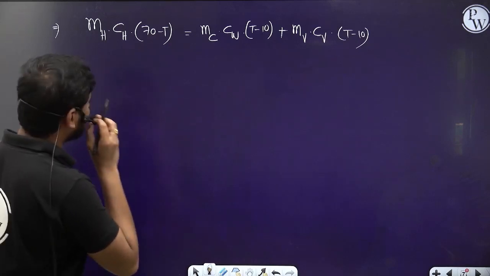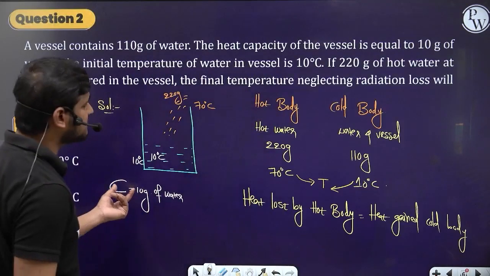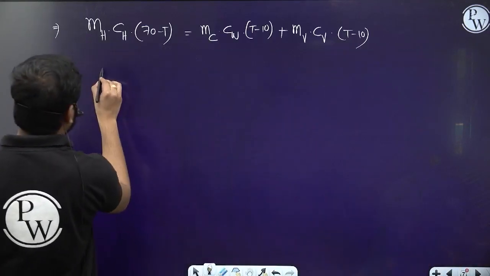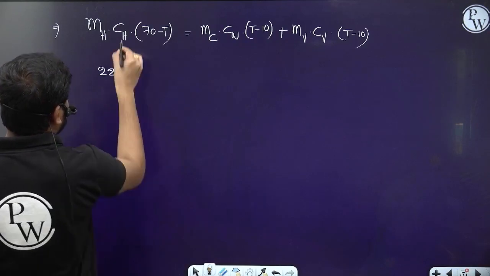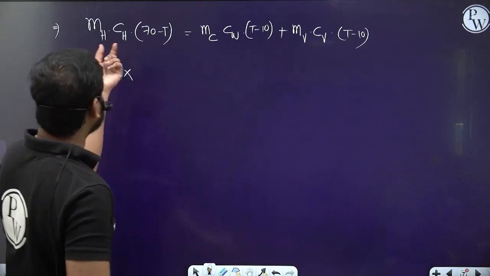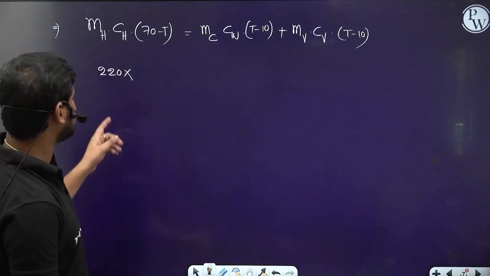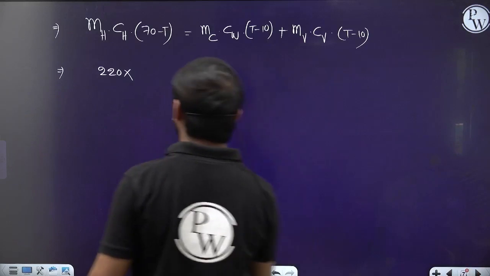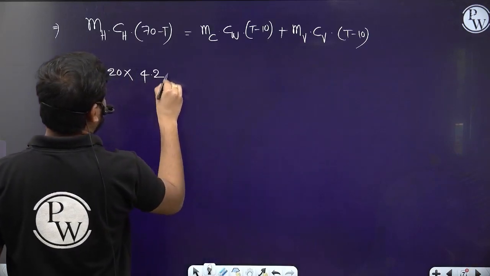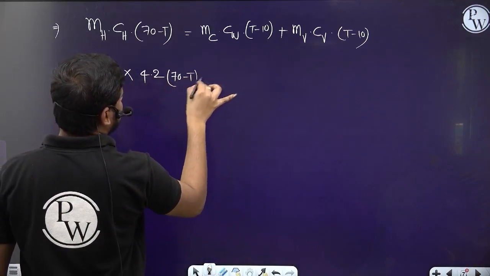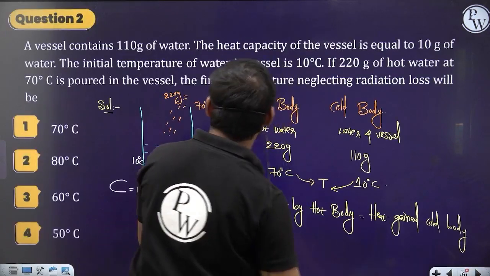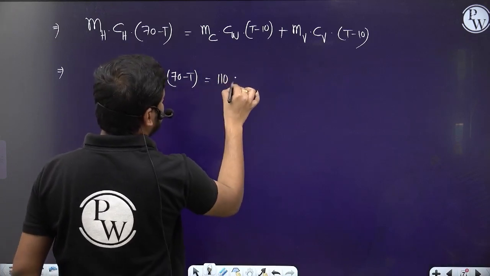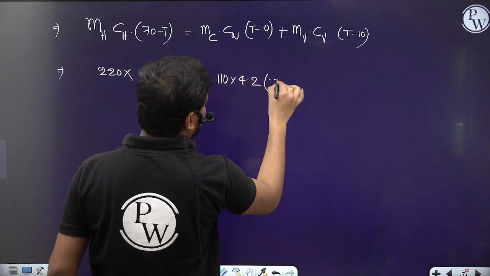What is the mass of the hot water? The mass of the hot water is 220. Just follow the values, guys. So 220 into, what is the specific heat capacity? C of the hot water is nothing but the specific heat capacity. These are all given in grams, so let's take 4.2, into 70 minus T. Here, the mass of the cold water: what's the mass of the cold water initially? 110. So 110 into 4.2 into T minus 10.